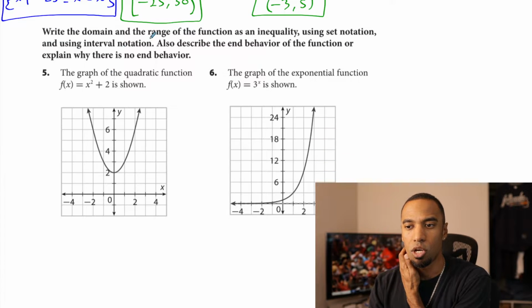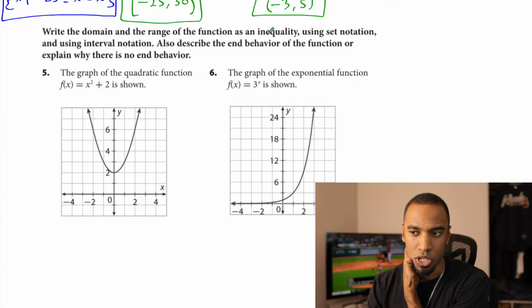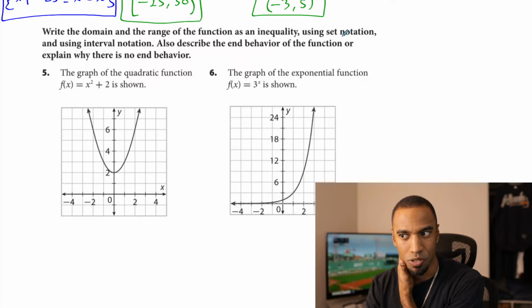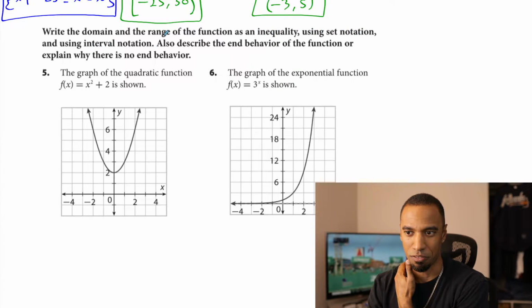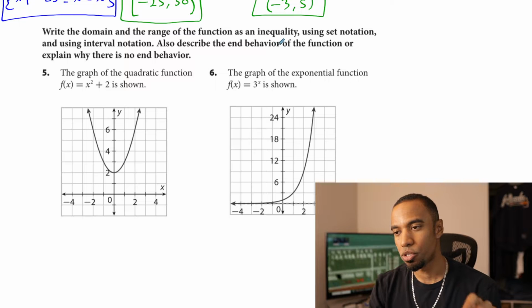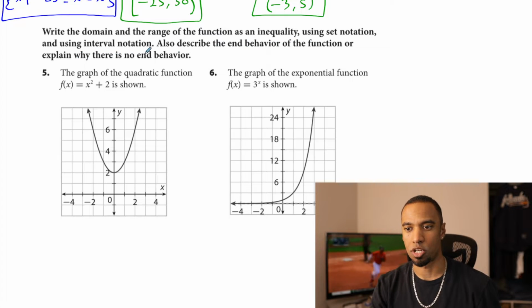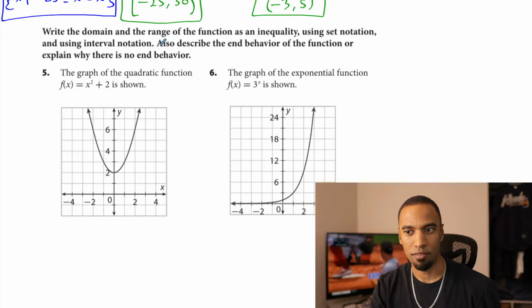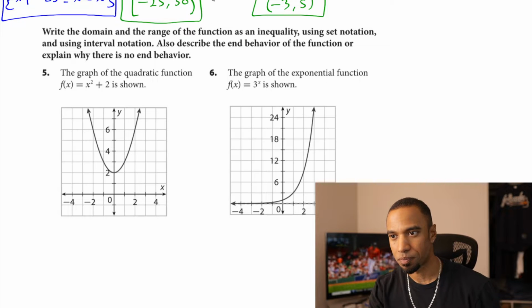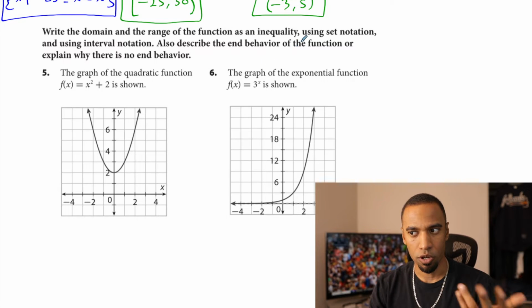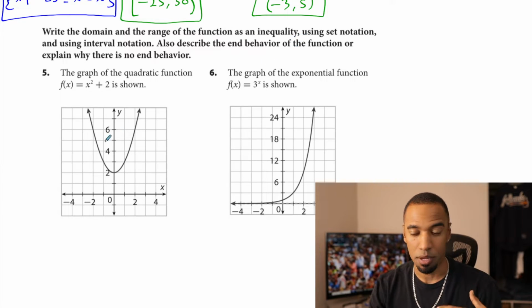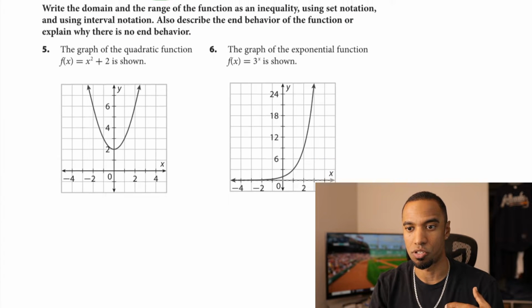Okay, write the domain and the range of the function as an inequality using set notation and using interval notation. Also describe the end behavior of the function or explain why there is no end behavior. I haven't gotten to that last part yet, and I will. Let's start with set notation, and you've noticed I've probably been using blue for it.